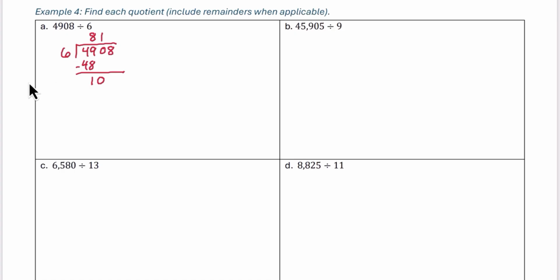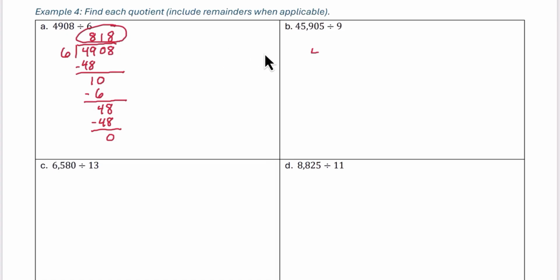So we'll put that up in the quotient. And now 1 times 6. 1 times 6 is 6. And we subtract. 10 minus 6 is 4. Then we bring down the 8. And now 6 will go into 48 8 times. So we'll put that in the quotient. 8 times 6 is 48. And we subtract, and notice we get a 0 remainder. So we get 818 as the quotient.